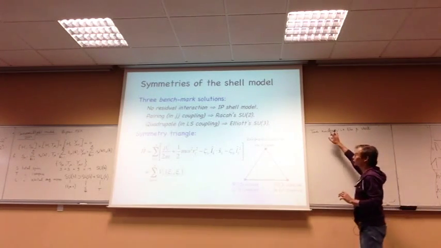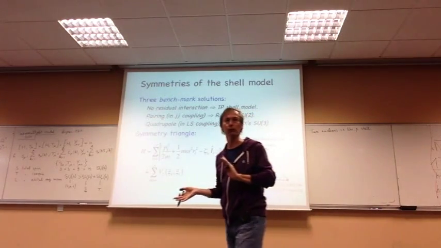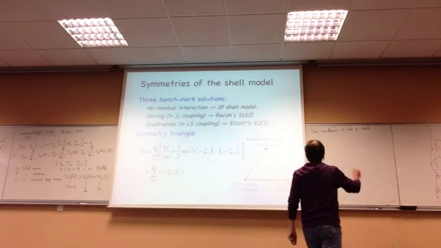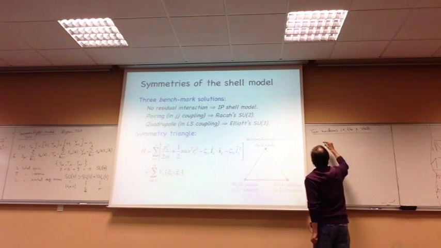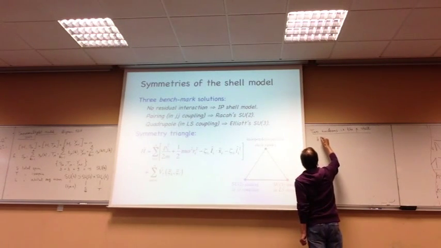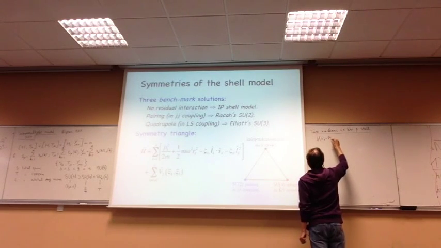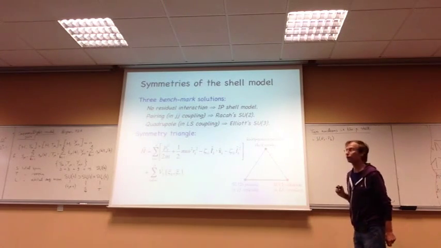Now I clearly say two nucleons. They might be identical, they might be one neutron and one proton. Okay, both cases are covered. And I want to do something simple, namely I consider a delta interaction, an attractive delta interaction between the two nucleons.